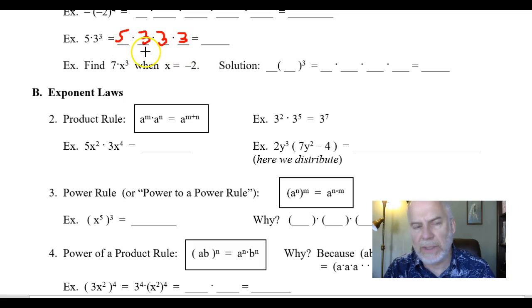5 times 3 is 15. 15 times another 3 is 45. 45 times another 3 is 135. So 135 is going to be your answer there.